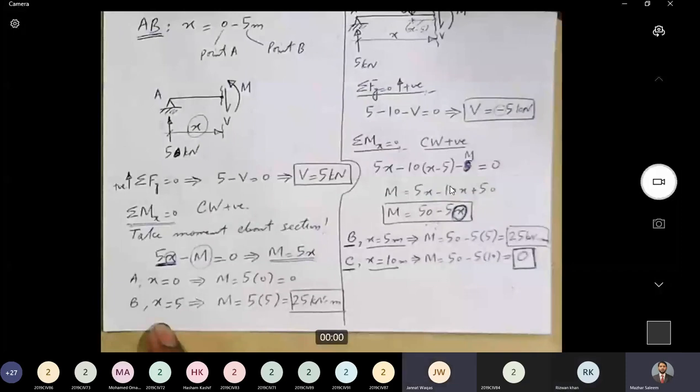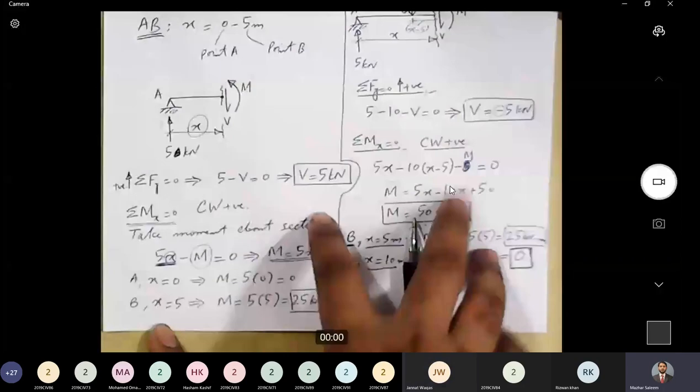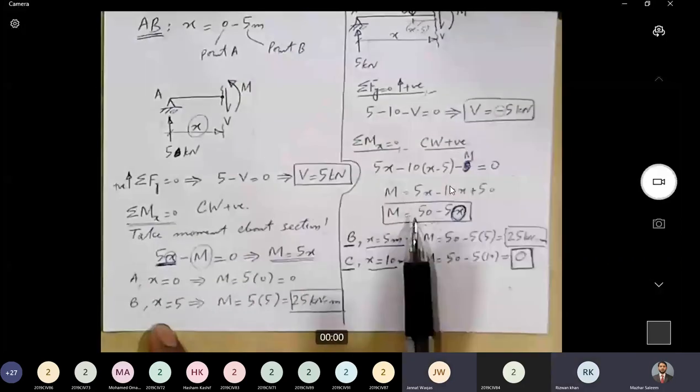So we could not complete this problem. So let me just stop here. When we start in the next lecture, I will give a quick review of this calculation, and then we will start drawing the shear force and bending moment diagram. And if you have any questions, we can start at that point.